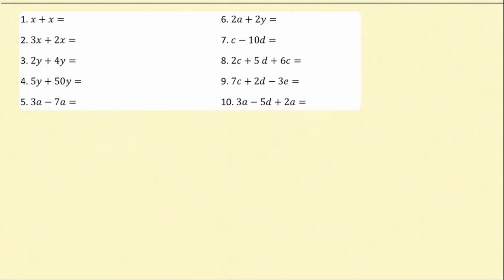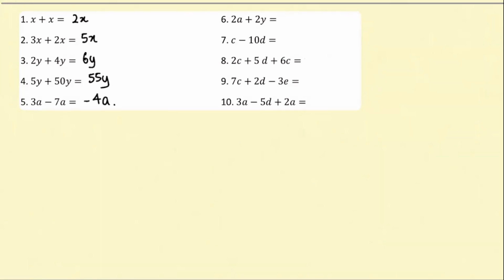Now let's do some questions real quick. Okay, so we can only plus or minus in algebra when their unknowns are the same. Okay, like when the fruits are the same. So question number 1, x plus x, 2x. 3x plus 2x, 5x. 2y plus 4y, 6y. Alright, so this one will be 55y. Okay, 3a minus 7a. Now, just like normal minus, when 3 minus 7, you get a negative. So negative 4a.